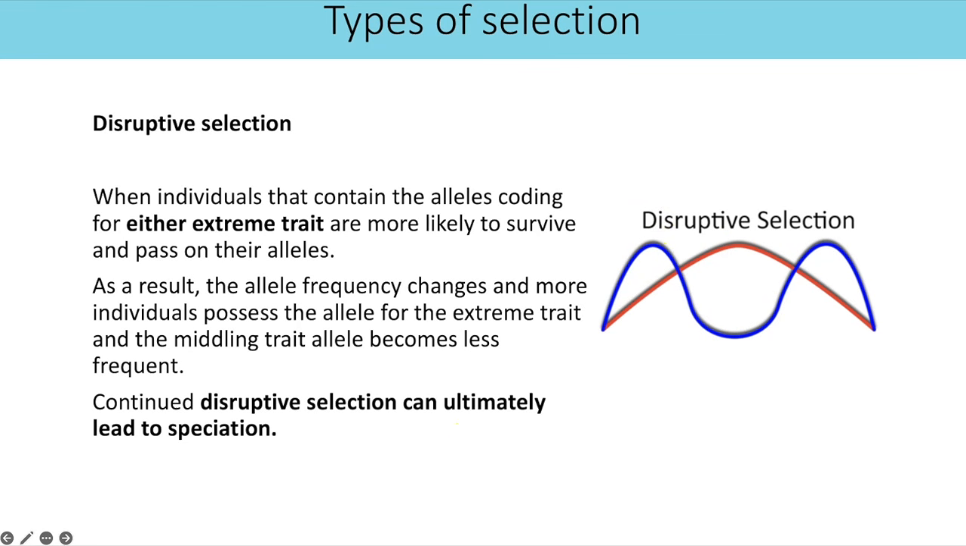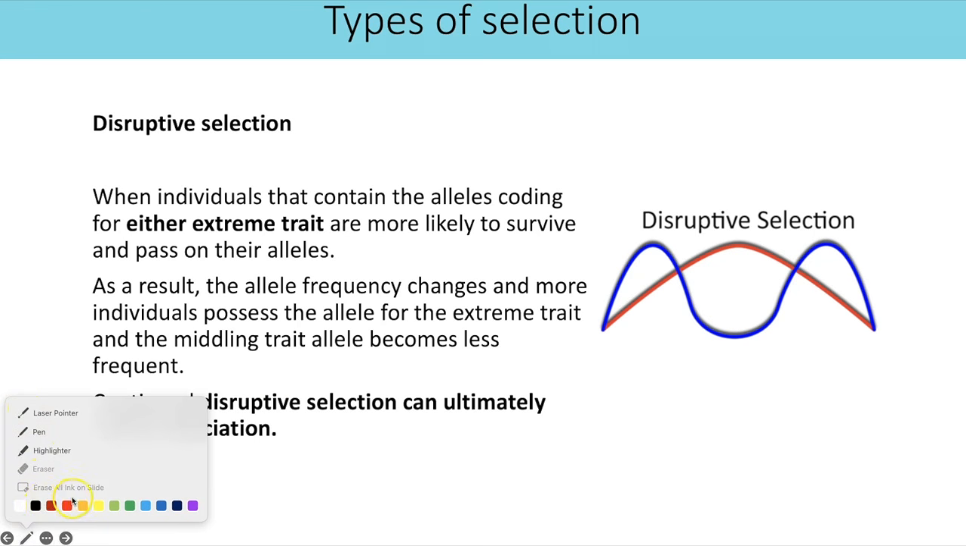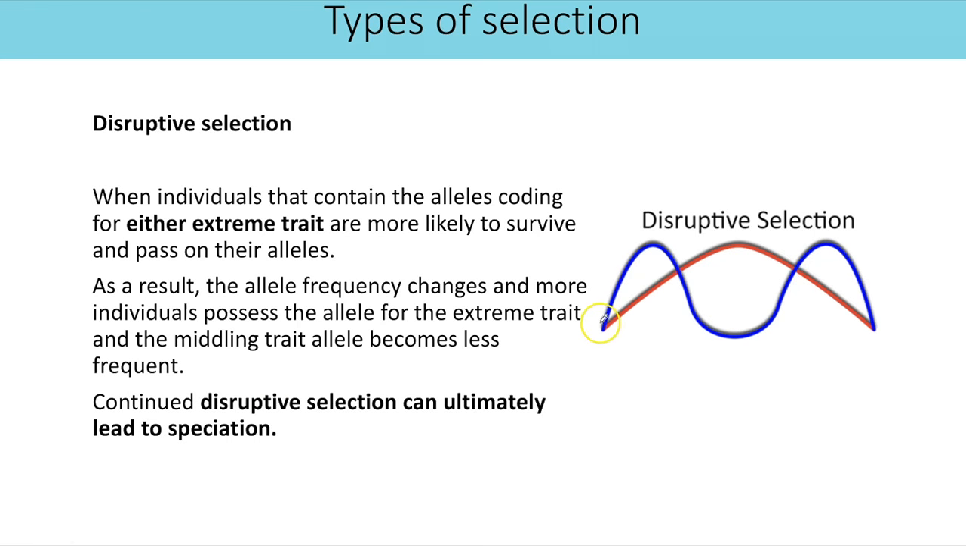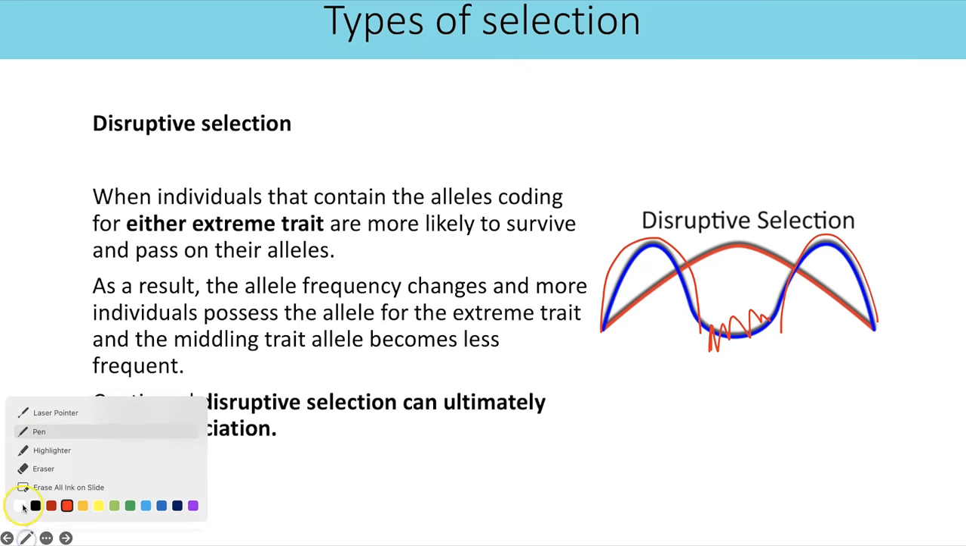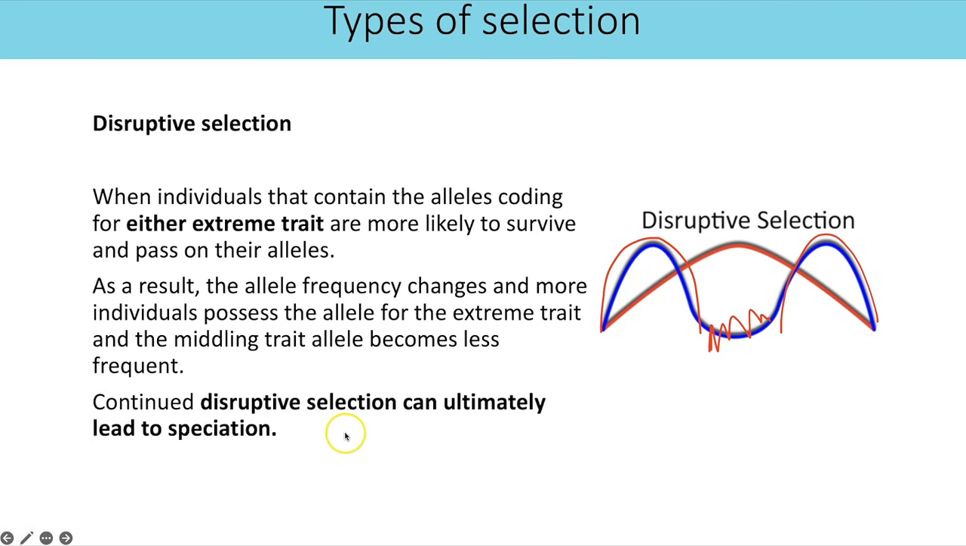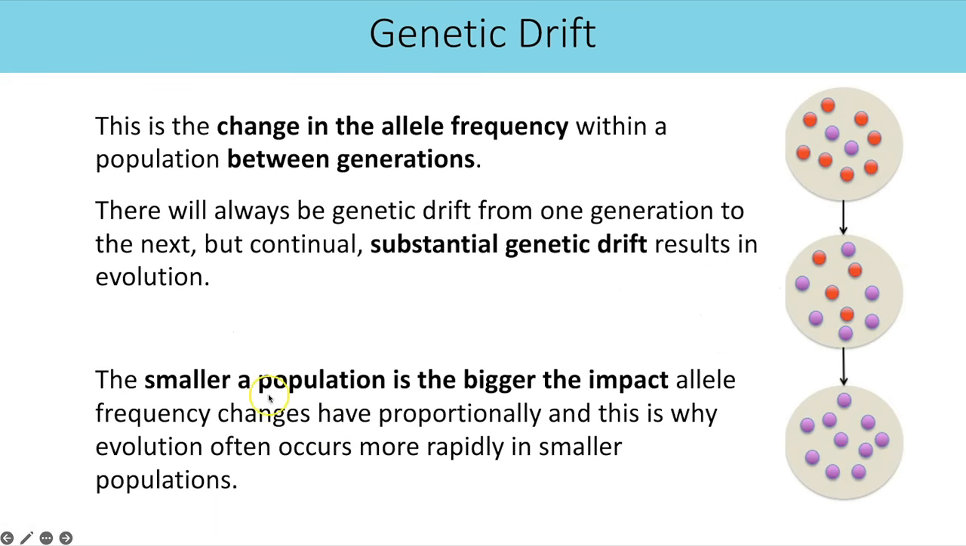Now, if this happens for many, many generations, it can ultimately lead to speciation. We'll go on to this in more detail, but essentially those curves will become two separate curves, and this bit would have been lost altogether. So we now essentially have two separate gene pools, and they'd be so genetically different that they are counted as different species, and therefore it is speciation.